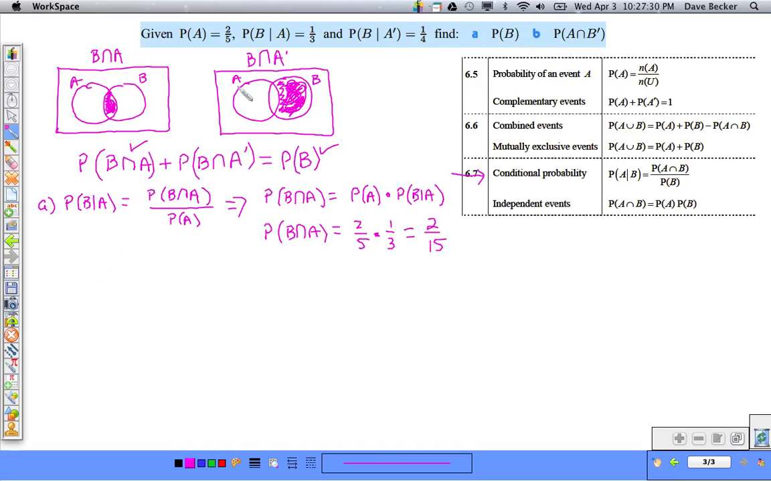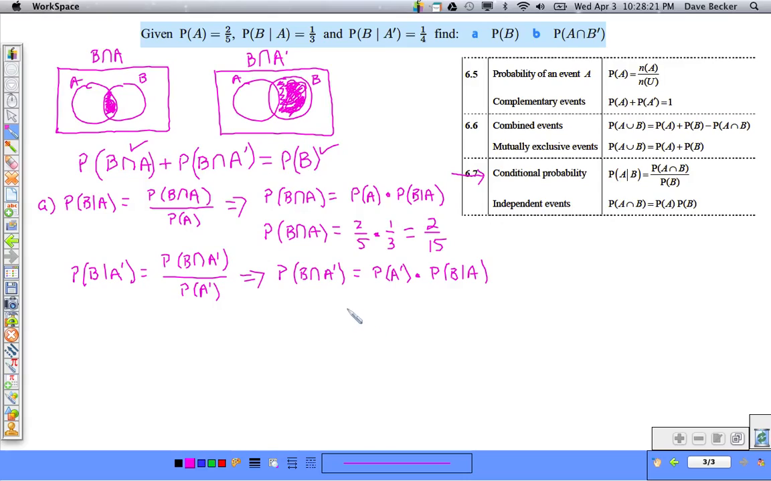Okay. Well, by the same token, I'm going to be able to get P of B intersect A prime using this same formula, this formula right over here. So the probability of B given A prime is equal to probability of B intersect A prime, same thing I did up here, over the probability of A prime. This is fantastic, which implies, algebraically again, that probability of B intersect A prime is equal to probability of A prime times probability of B given A prime.